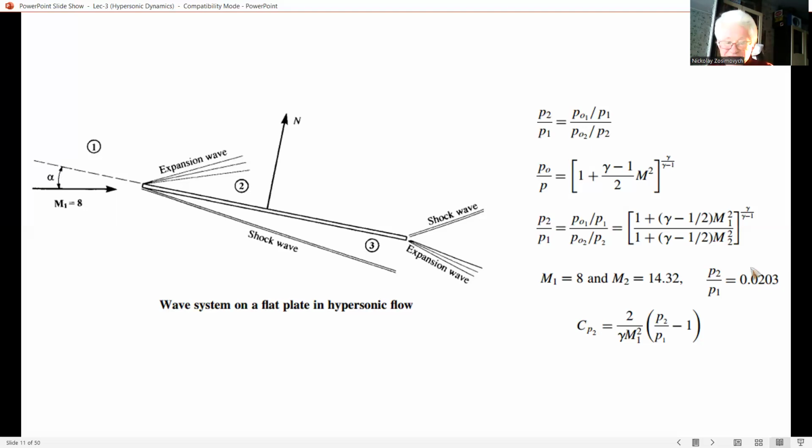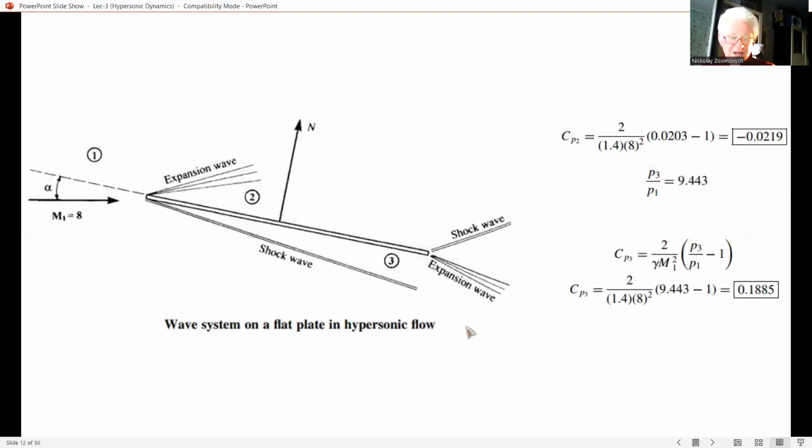So the pressure coefficient will be given by this equation: Cp2 is equal to 2 over gamma M1 squared times, in parentheses, P2 over P1 minus 1. Hence, we have the expression for Cp2. Its constant is 2 over 1.4 times 8 squared, which is 64. Expression here, 0.0203 minus 1, gives us the value of minus 0.0219.